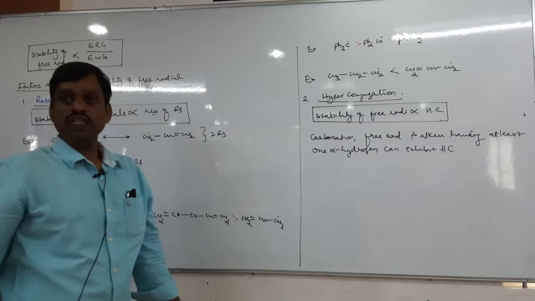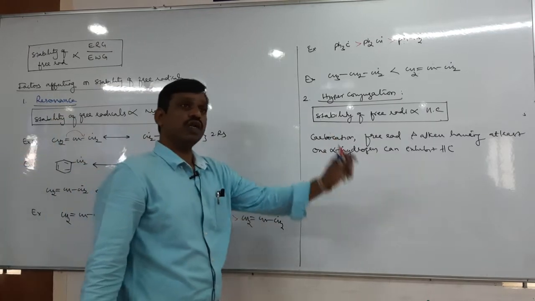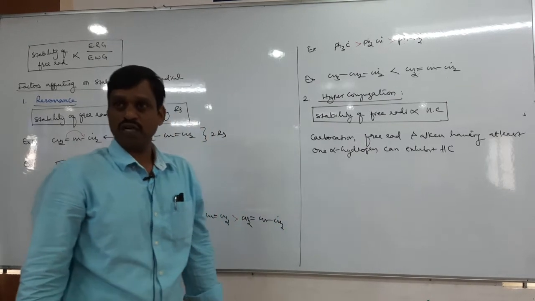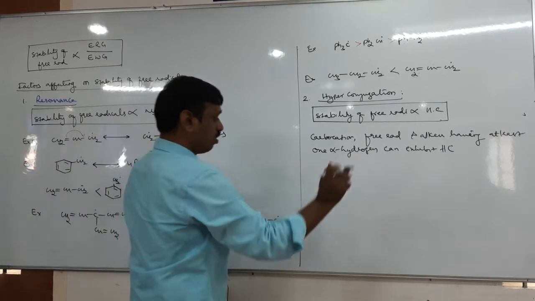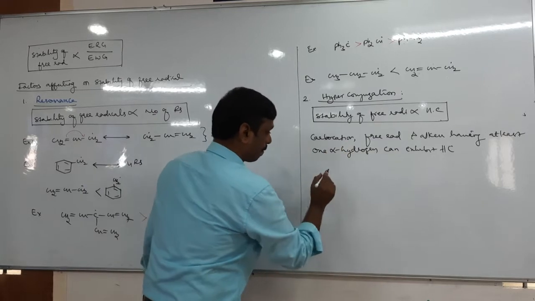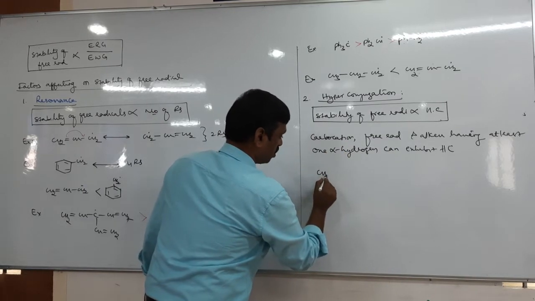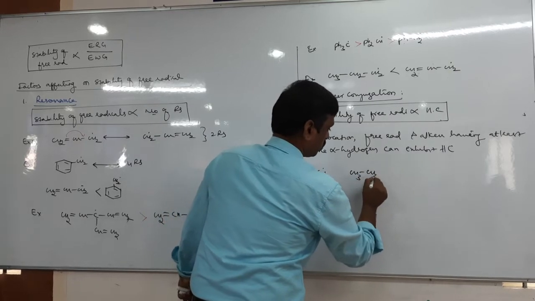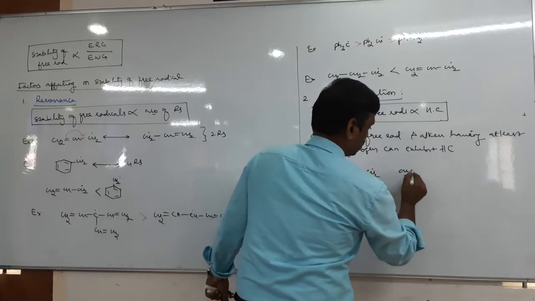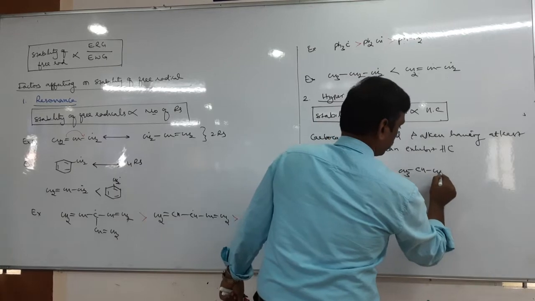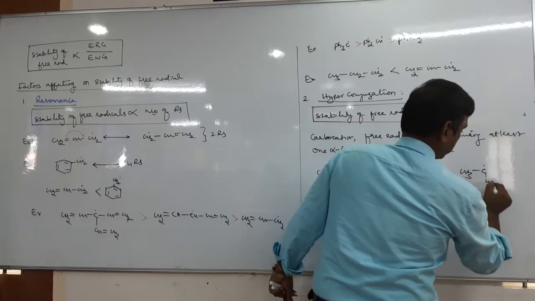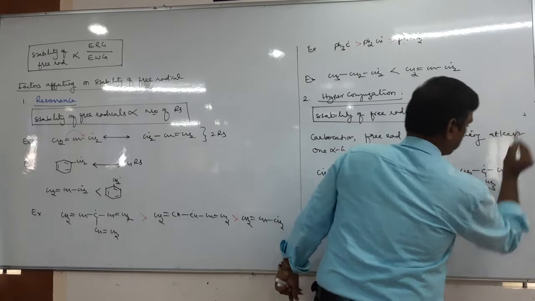Okay, so only molecules having at least one alpha hydrogen can exhibit hyperconjugation, otherwise not. Therefore now we are studying free radical. Let us take CH3, CH3CH2•, (CH3)2CH•, and (CH3)3C•.